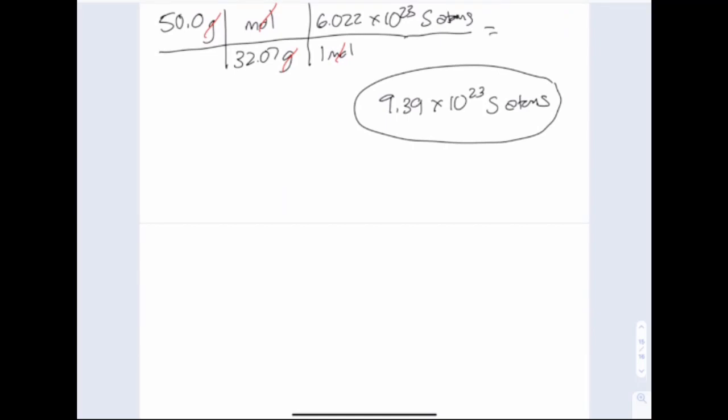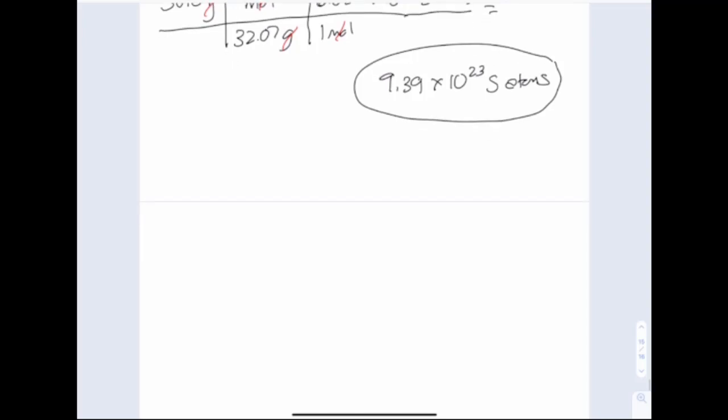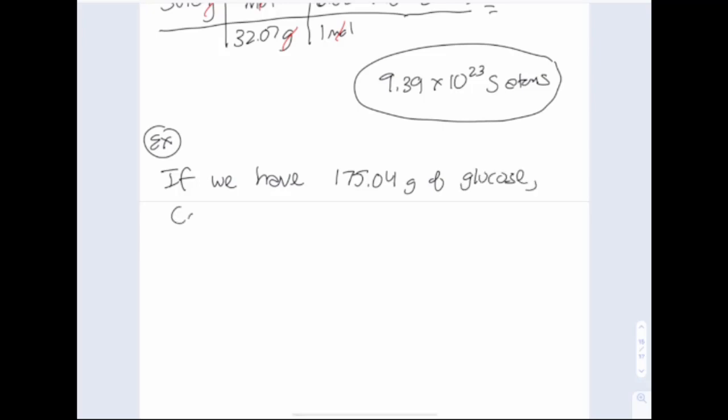So another one, this one I'm going to add an extra step that we haven't really talked about yet. So let's say if we have, example. Let's say 175.04 grams of glucose. And glucose is C6H12O6. How many hydrogen atoms do we have?